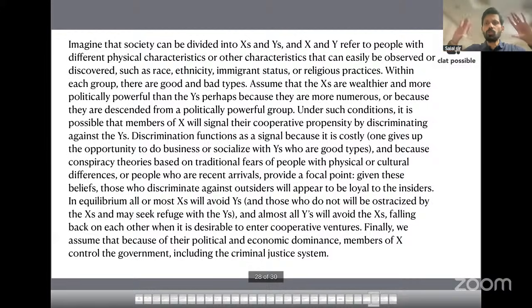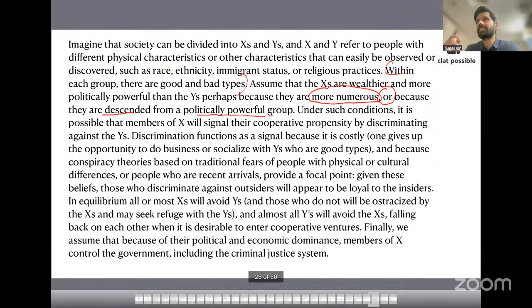Okay, so these are two different groupings of people, and you can discern between the two groupings easily. Within each group, there are good and bad types. Assume that X's are wealthier and more politically powerful, perhaps because they are more numerous or because they are descended from a politically powerful group. So either they are large in number, X's, or they are descended from a politically powerful group.